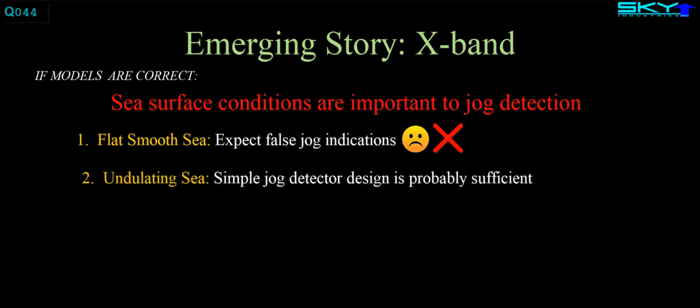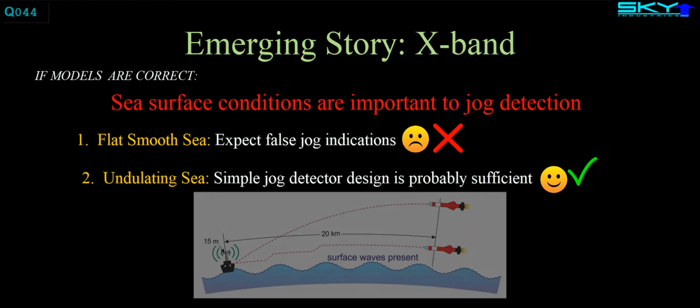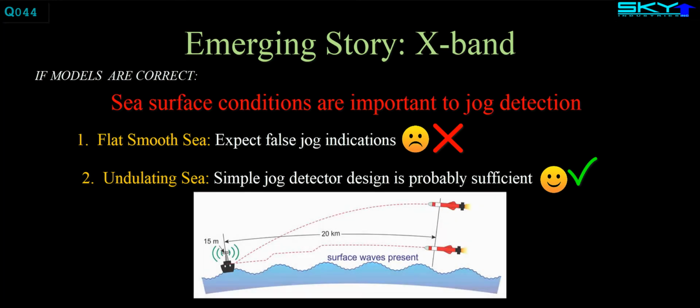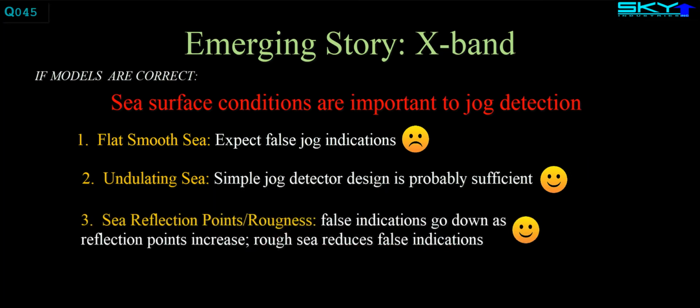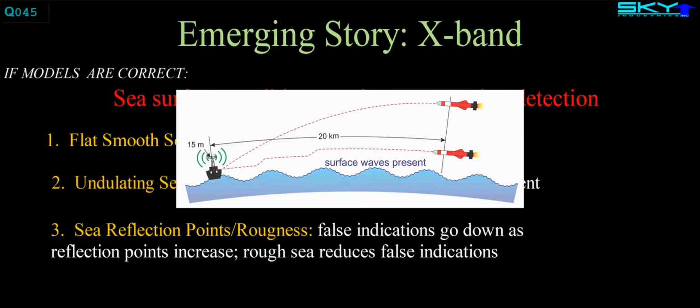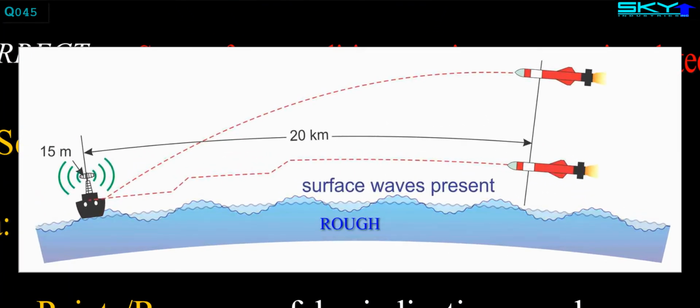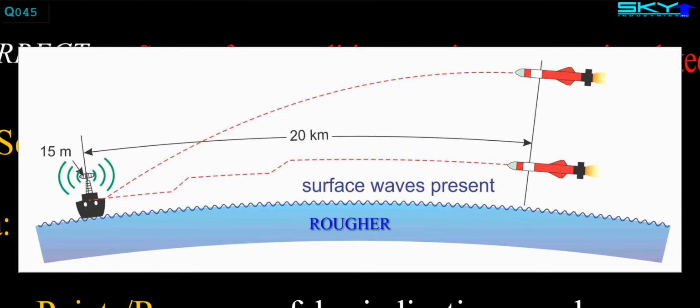Point 2. An undulating sea surface. If at the time of the missile attack the sea behaves like a sea swell model, and the surface is rough, so there are surface waves, a simple jog detector design based only on rate is probably sufficient, since it is expected to produce no or almost no false jog indications for power rates that we would want to use in the real world to indicate a jog. Point 3, surface roughness. The more reflection points there are on the sea surface and the rougher the sea surface is, the less likely false jog indications are. So these are the broad brush three points we can draw from the story we've seen so far.